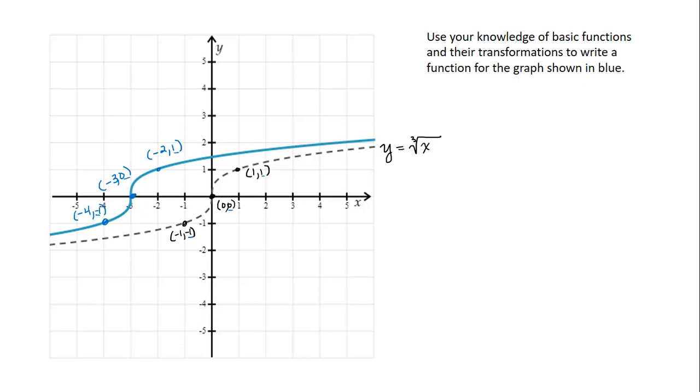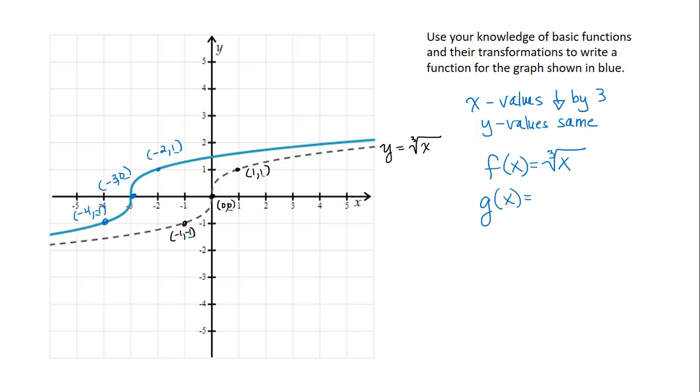And what was that change? Well, I had to go from negative 1 to negative 4, 0 to negative 3, 1 to negative 2. So what I noticed is that the x values decreased by 3, but the y values stayed the same. So that means my original function we know is f of x equals the cube root of x. So my transformed function g of x is going to be the cube root of x plus 3. Right, when we have a shift left of 3, that means we need to add a number to the inside expression.